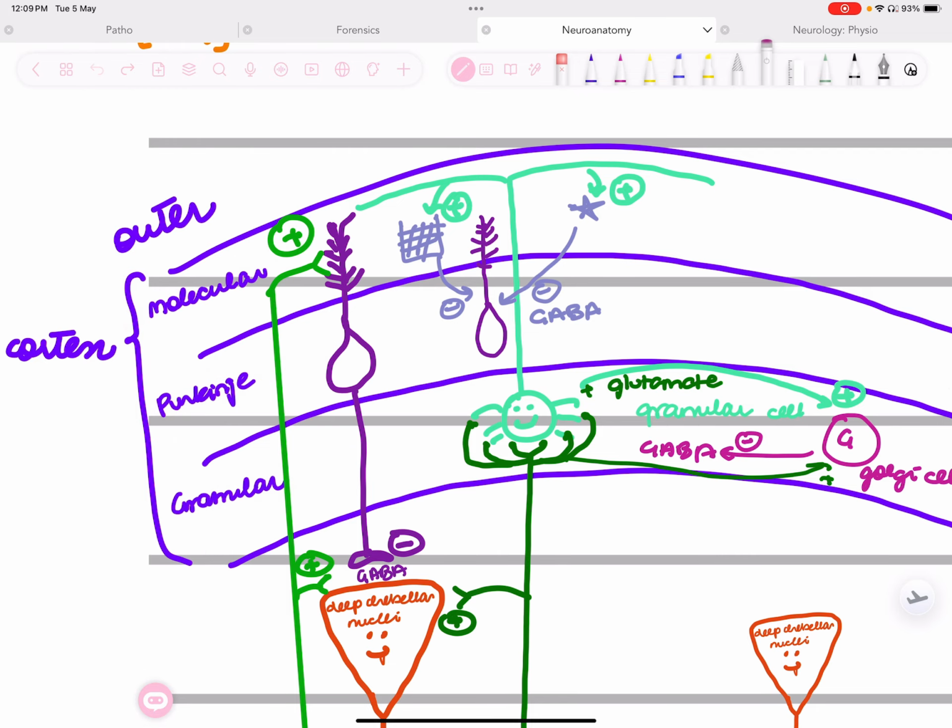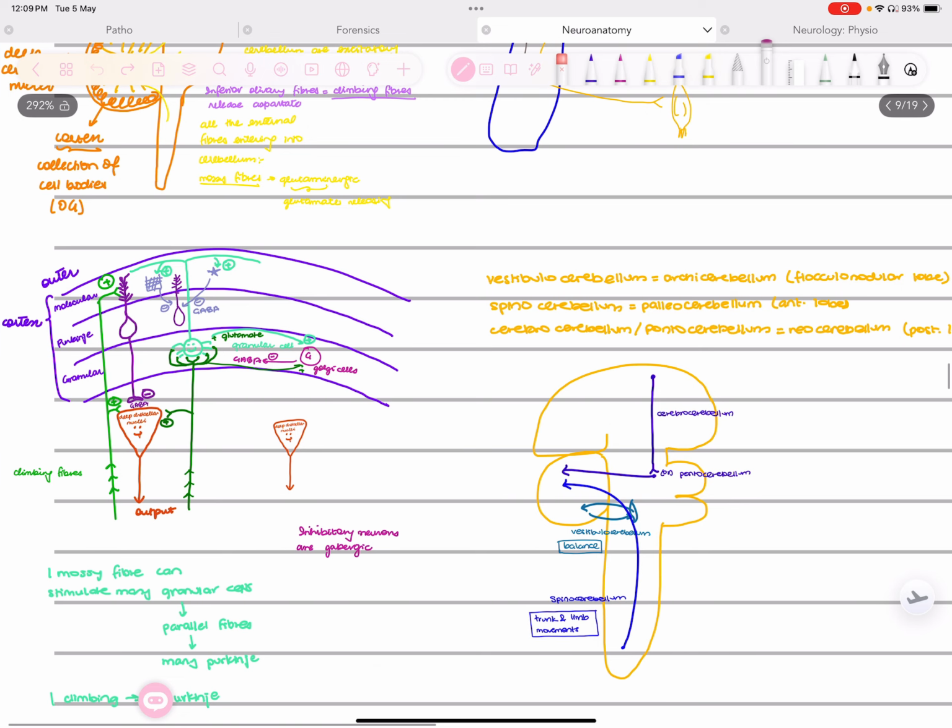Molecular layer consists of the basket cells. So basket is the lower one and stellate is the outermost cells. Because when the stars fall, the basket has to collect them. So basket and stellate cells. Purkinje layer has flower-shaped Purkinje cells. These are Golgi type 1 neurons. Granular layer has granular cells, but it also has Golgi cells, right? So you are now familiar with the cells as well.